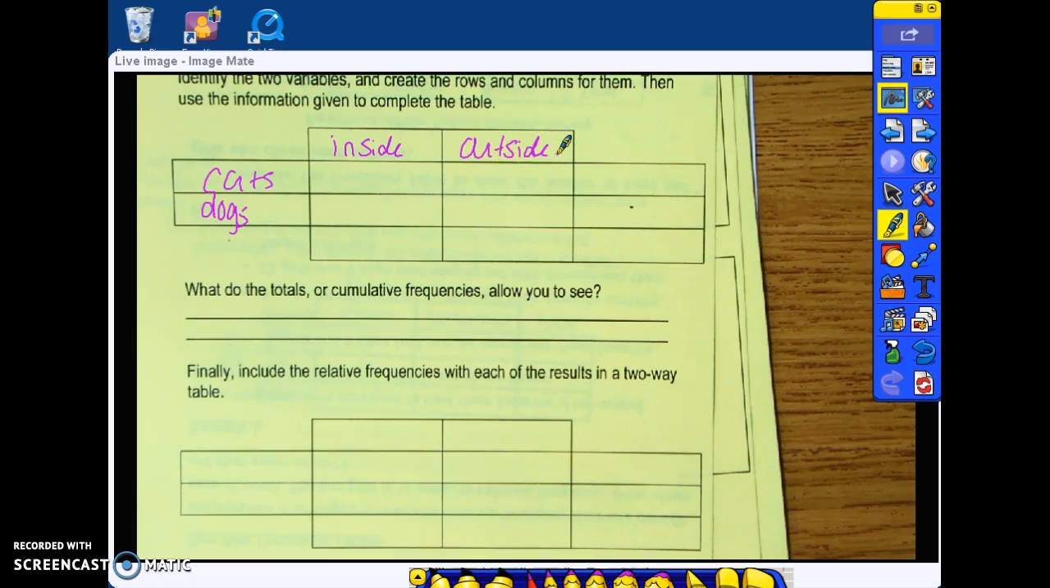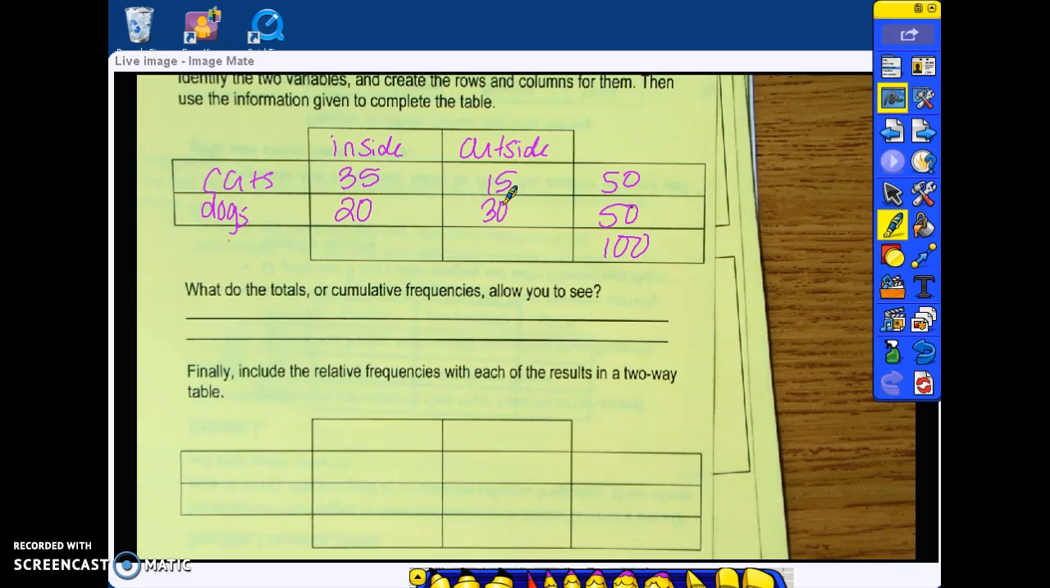Our prompt tells us that 35 cats prefer being inside out of 50. This is our total. And we have 20 dogs out of 50 that prefer being inside. When we add up the total amount of cats and dogs, we get that there are 100 total. And so now we can use these totals to figure out how many like being outside. So we do 50 minus 35, and that gives us 15. And then 50 minus 20 is 30.